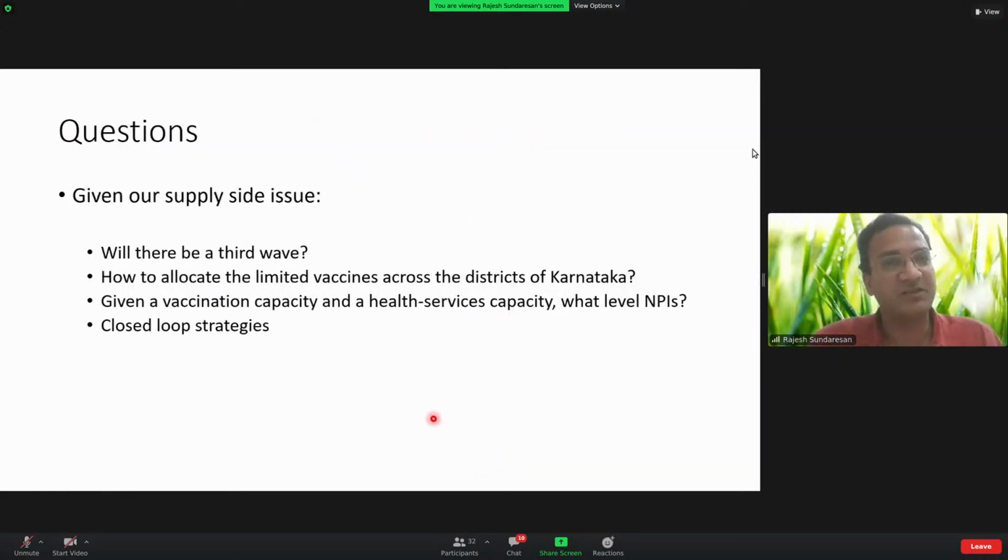So here were the questions that we wanted to address. Given the supply side pressure, will there be a third wave just from antibody waning? And if there will be, we should make preparations for that. How do we allocate the limited vaccines across the districts of Karnataka? Given that we might have significant vaccination shortage, there's only this much vaccination capacity per day, let us say, and a health services capacity, what should be the level of non-pharmaceutical interventions? And what about some closed loop strategies? So we had these questions, and we devised a method to study these questions.